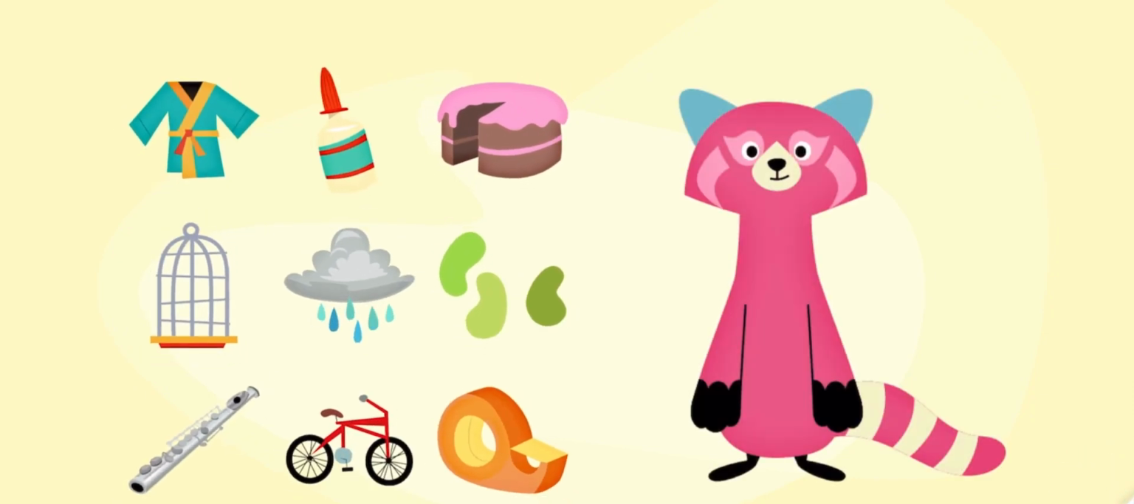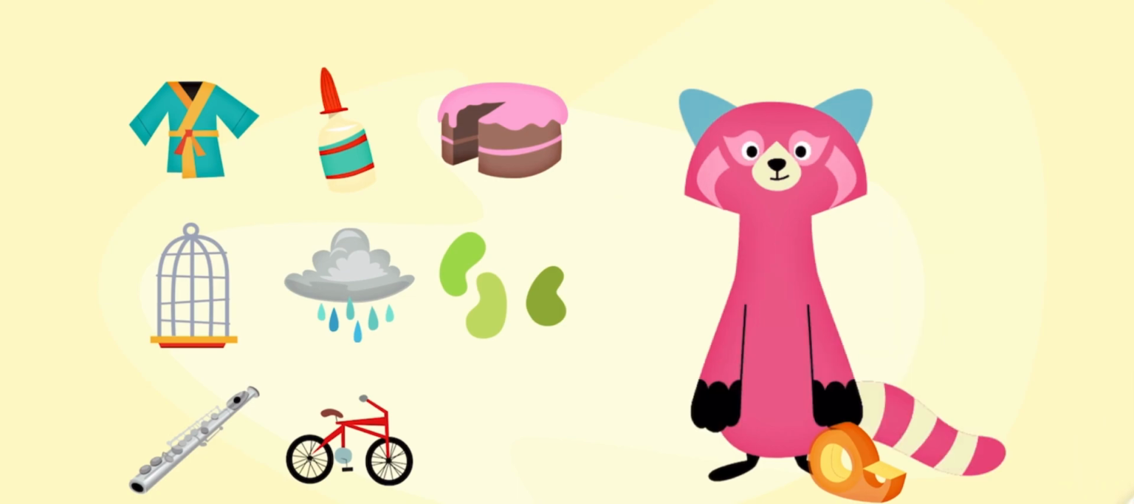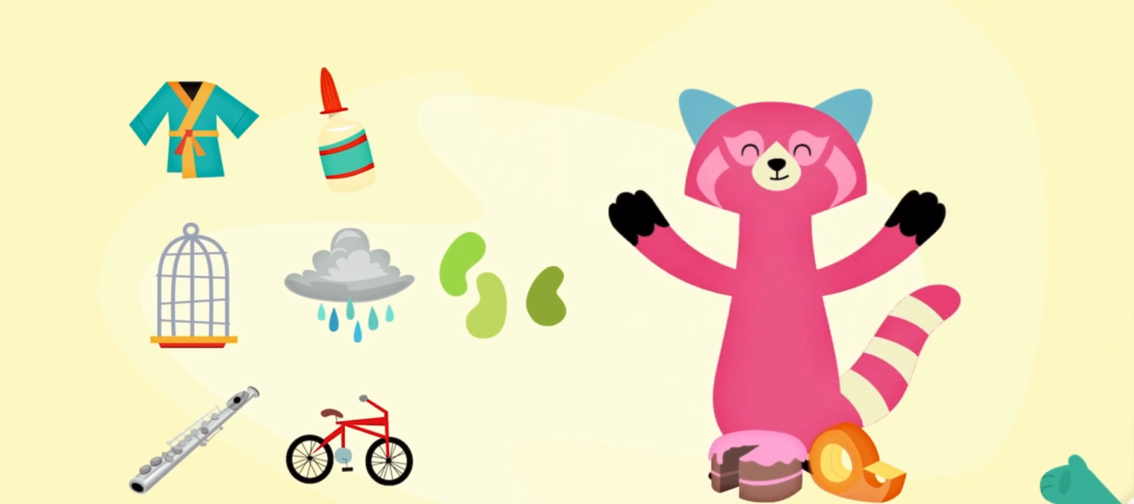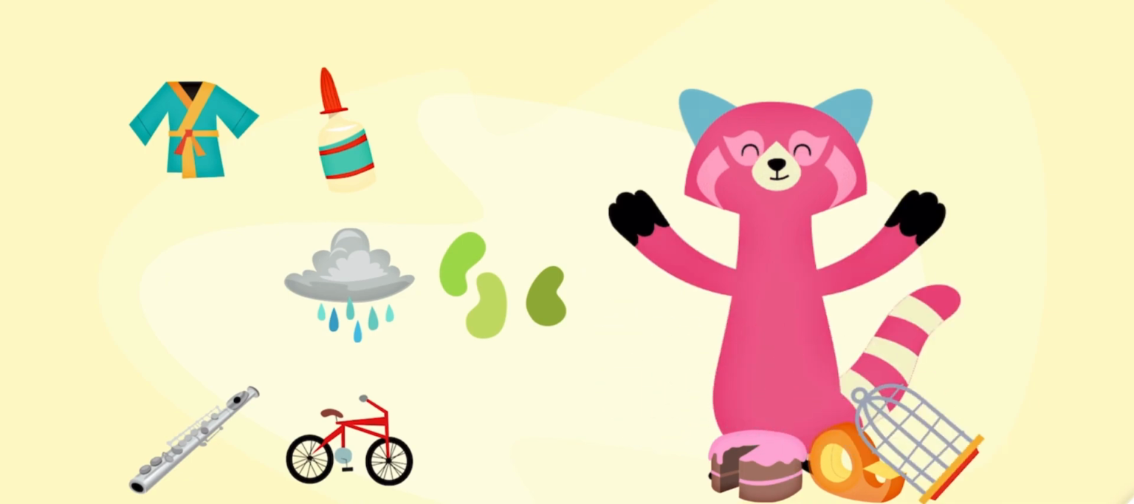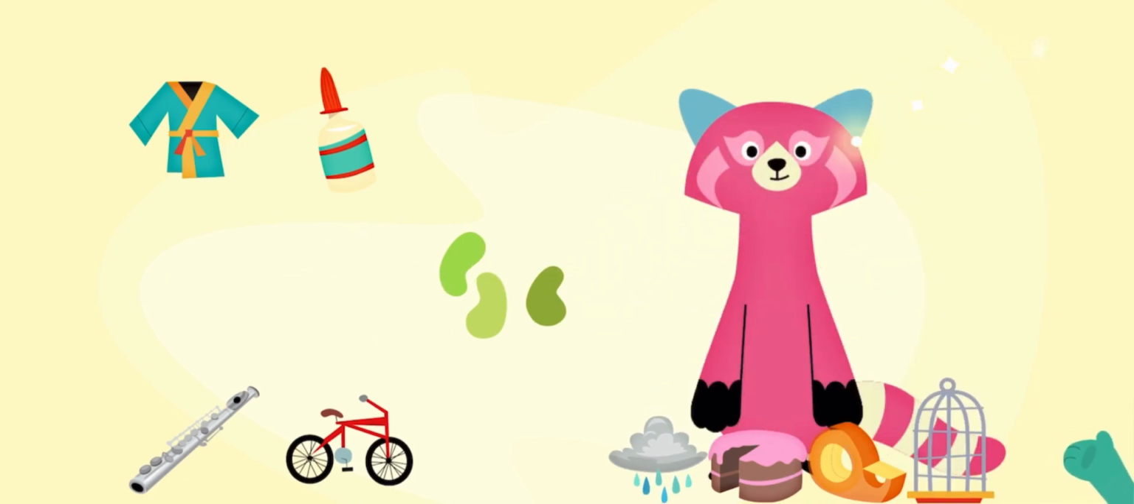Which words have the A sound? Give them to Rhea. Tape. Cake. Cage. Rain. Great!